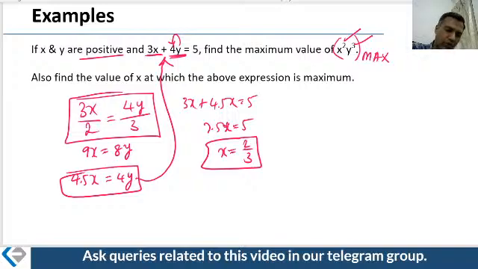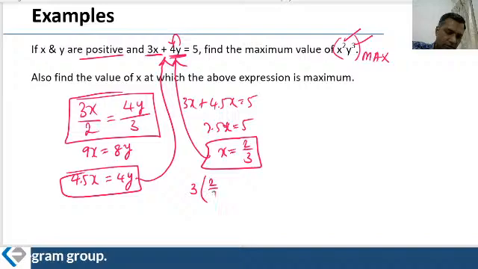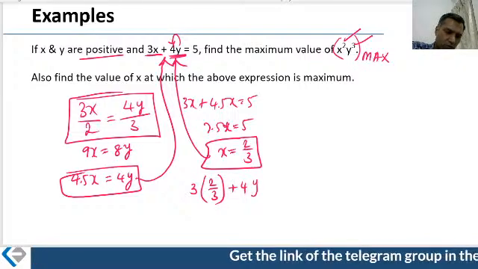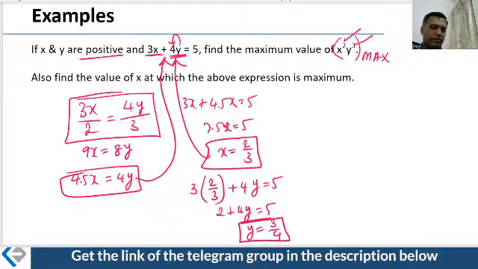Okay, now you know the value of x. Go back and substitute this in this particular equation. Once again, you get the value of y from there. Therefore, you write 2 times 2 by 3, substituting the value of x, and then 4 times y, which is also equal to 5. Now 2 plus 4y is equal to 5. From here the value of y is nothing but 3 divided by 4.